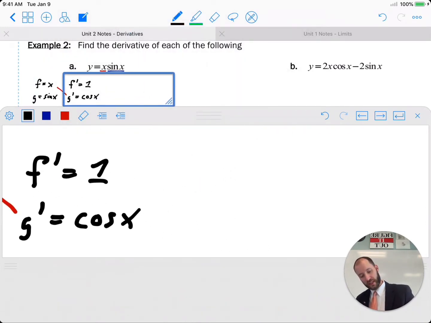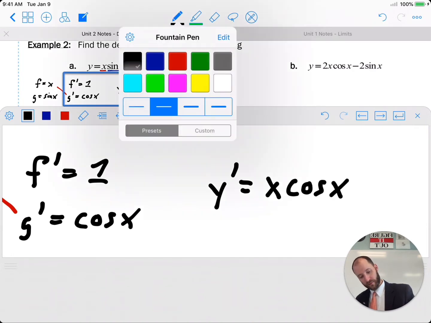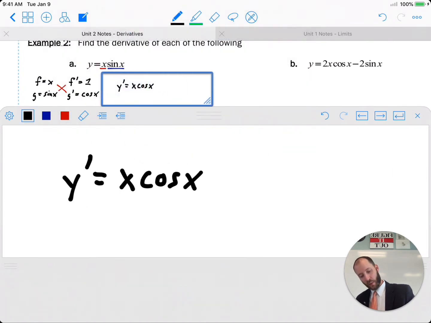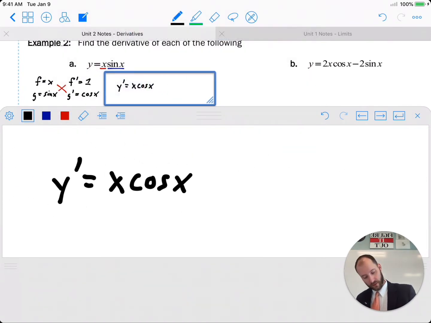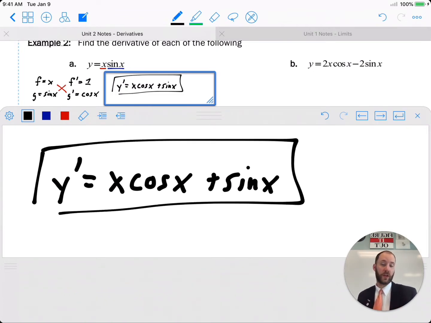So that first diagonal, so y prime is x cosine of x. And then you go second diagonal. 1 times sine of x, just plus sine of x. There you go. Okay, so it's a simple looking problem, but when you see it for what it is, it's a product rule problem.